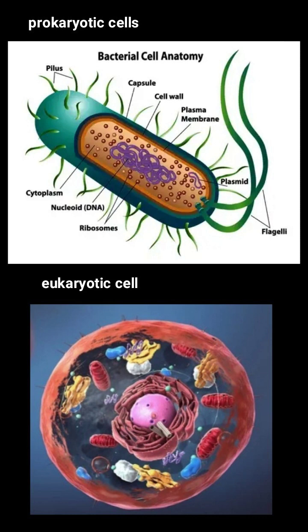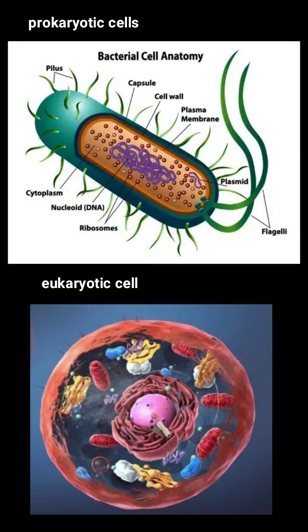Functional differences between prokaryotic and eukaryotic cells. Prokaryotic and eukaryotic cells differ in their functions as well as in their structures. Prokaryotes are typically smaller and simpler in structure compared to eukaryotes, but they are still capable of performing all the essential life processes.